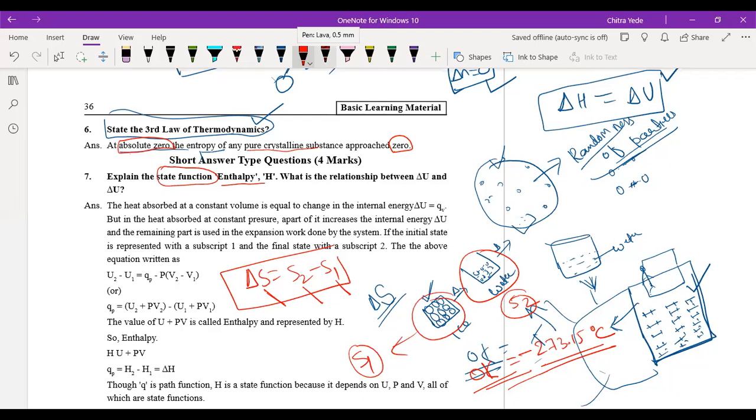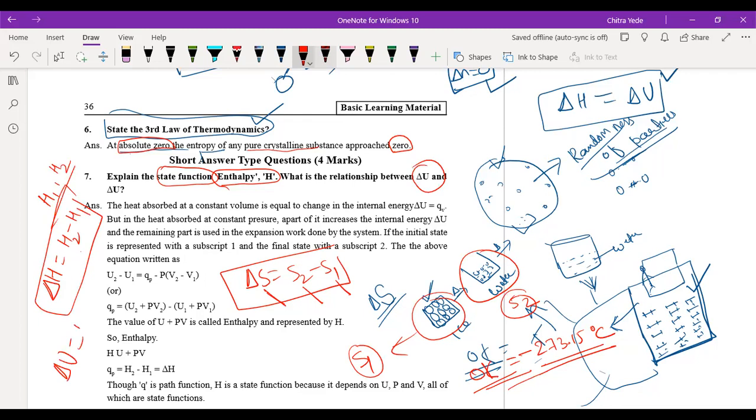As we can see here, enthalpy is a state function because it depends on the initial and final state of a system. Hence, del H, the change in enthalpy, is also a state function, which is H2 minus H1. Also del U: if del H depends on the initial and final state of a system, that means del U, the change in internal energy, is also a state function. So it is U2 minus U1.